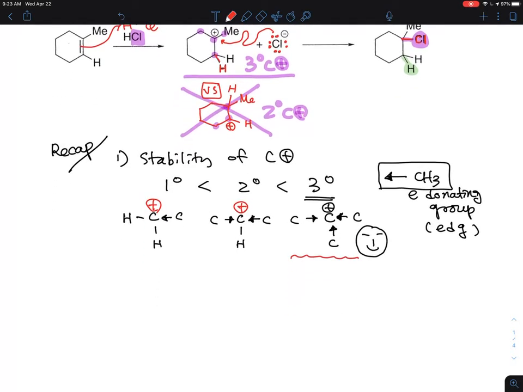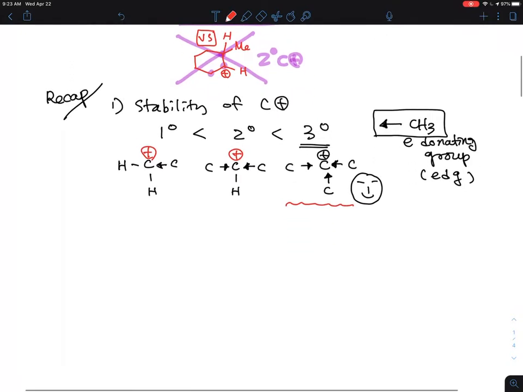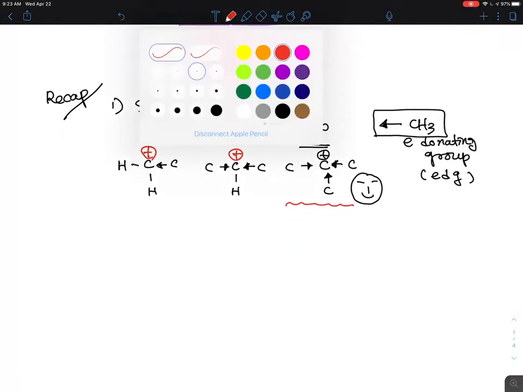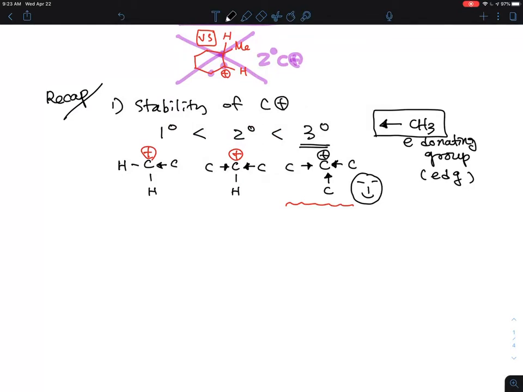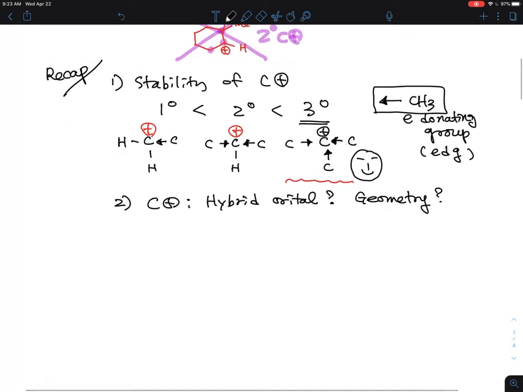And the second one that I like to go deeper into, trying to give you a different perspective, is essentially the carbocation. What kind of hybrid orbitals? What is the geometry? This is important, and I explained that before.